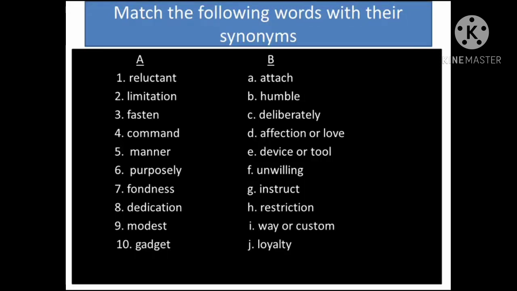Question number 4, command ይለናል. Command ማለት ማዘዝ ወይንም ትዕዛዝ ማለት ነው. ስለዚህ መልሳችሁ ምንድን ነው የሚሆነው? G ላይ ያለው instruct. Question number 4, command, G, instruct. Question number 5, manner.